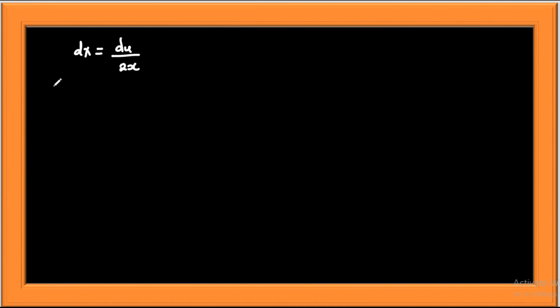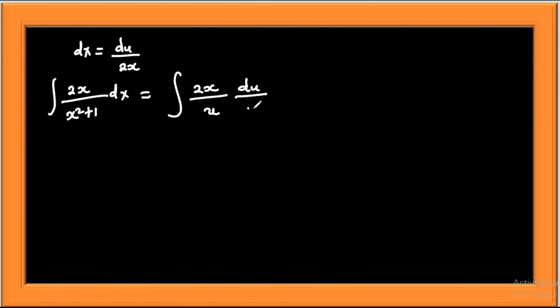Now, after making dx the subject, and we know now it's du out of 2x, we now make a commitment by simply saying that now our integral of 2x divided by x squared plus 1 dx is going to be integral of 2x divided by u, because we replaced x squared plus 1 with u. Dx has now become du out of 2x. And if you're very observant, you will realize that the 2x can cancel. So you remain with integral of 1 over u du.